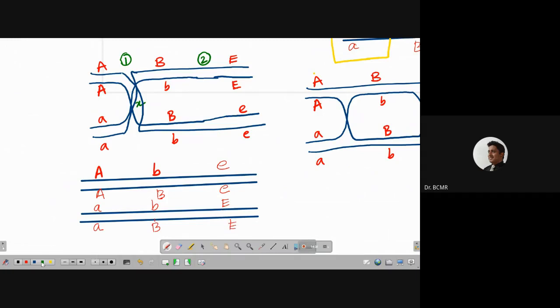What kind of products are being formed? If you look at it carefully, you will see that this part of DNA is all capital alphabets, and this part of the DNA is from the other DNA molecule. So they are splice products, right? Splice products are what you call crossover products.